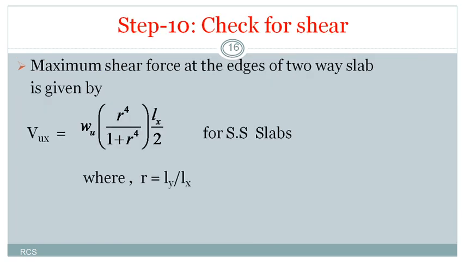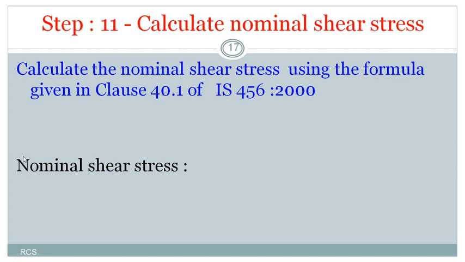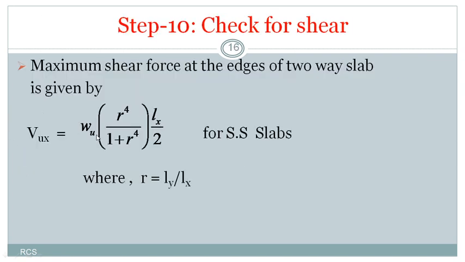Next, we have a check for shear. Generally, we will not do this for simply supported slabs, but anyhow, we'll see here. First, for doing the check for shear, we have to calculate the factored shear force along the x direction. That factored shear force can be calculated by using this formula: Vux equal to w into R power 4 by (1 plus R power 4), whole multiplied by Lx by 2. Here R equal to Ly by Lx for a simply supported slab. If you substitute the values of this, we will get Vux.